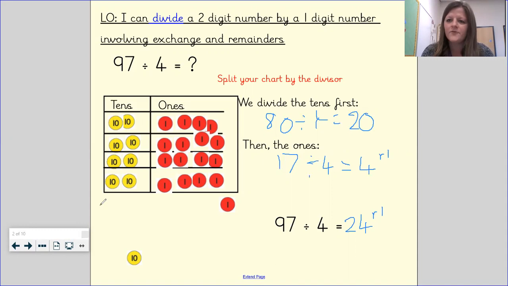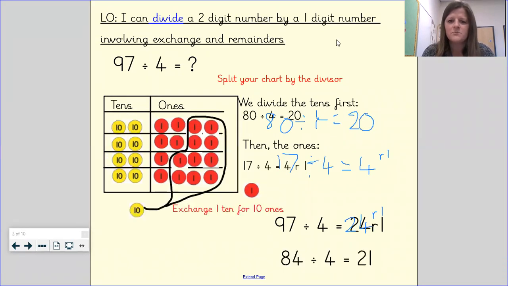Okay, there's quite a few steps in that one. So on the next page, I've written it out for you. If you want to pause it and have a look, to get your head around it and see whether that makes sense to you.